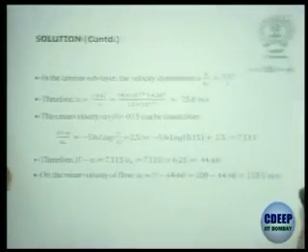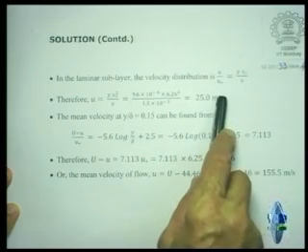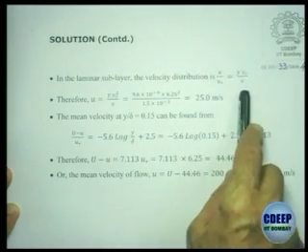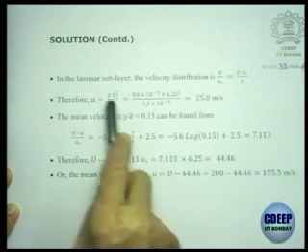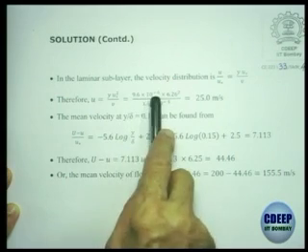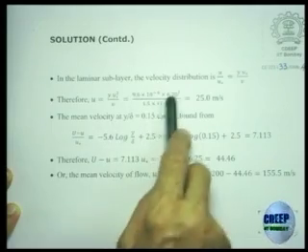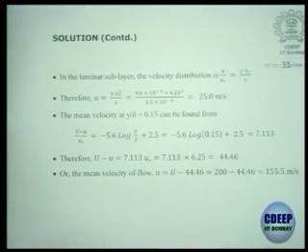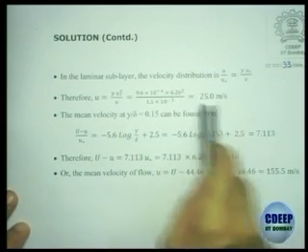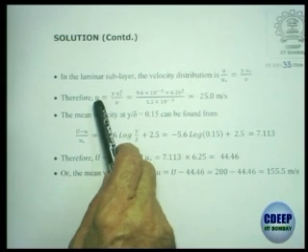Now, you are familiar with this, that in the laminar sublayer, the velocity distribution is given by u by u star equal to y u star by nu. Therefore, u equal to, I take u star to the other side, y u star square by nu, which is the velocity at the edge of the laminar sublayer. With this u star, this y that you have got, and nu, it comes to 25.0 meters per second. So, what does this represent? It represents the velocity at the edge of the laminar sublayer.